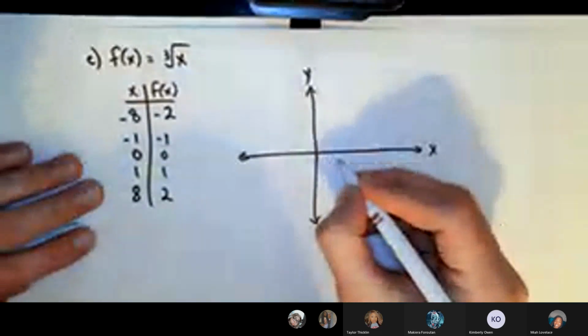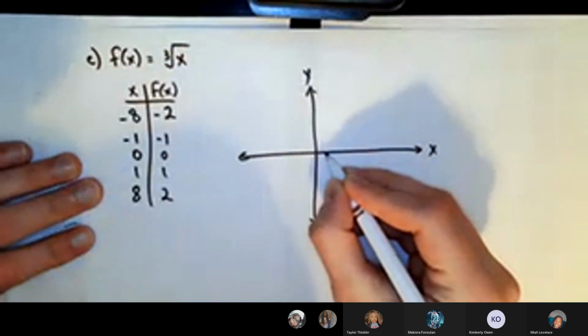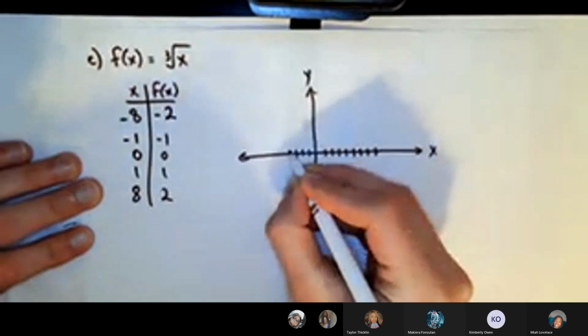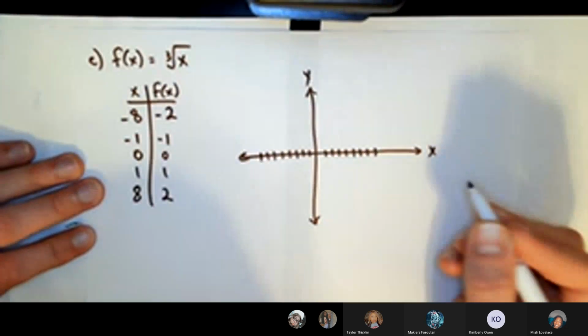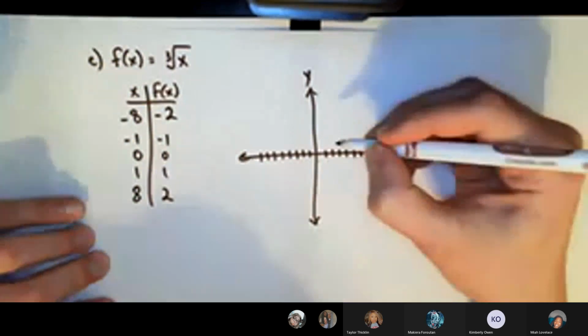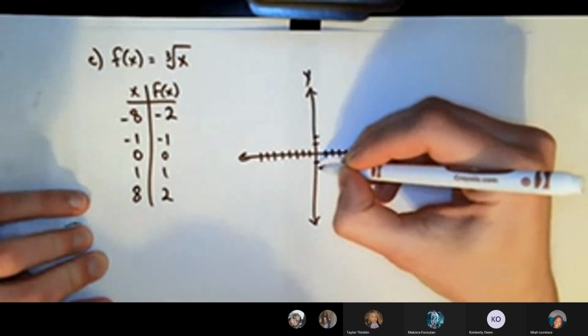So how is that reflected in our graph? Well, let me get my x-axis going here. 1, 2, 3, 4, 5, 6, 7, 8, and 1, 2, 3, 4, 5, 6, 7, 8. And then my y values are only ranging from 2 to -2. So say 1, 2, and 1, 2.